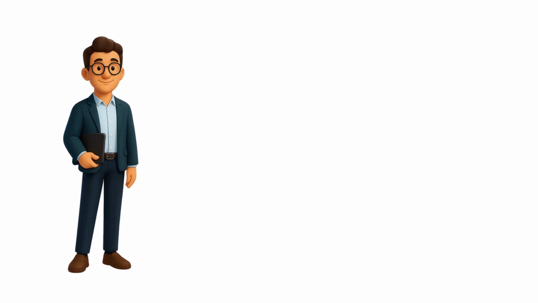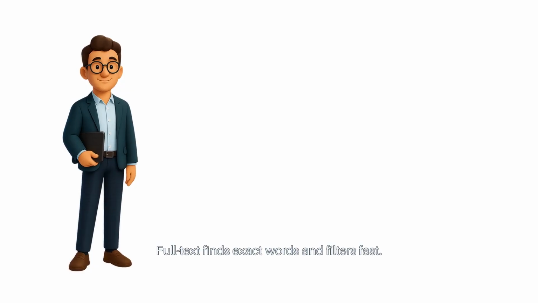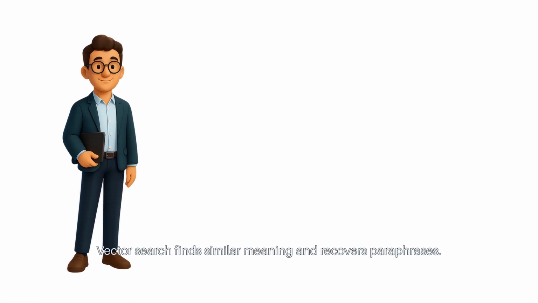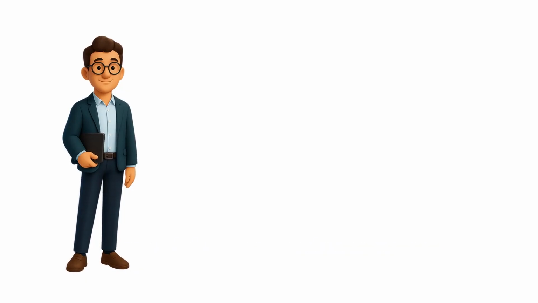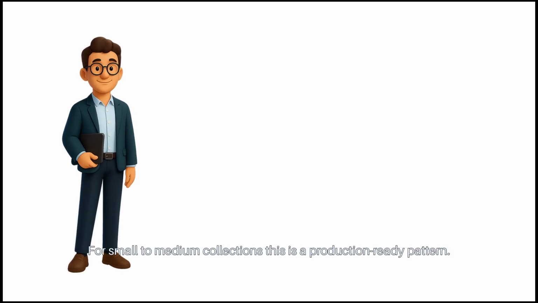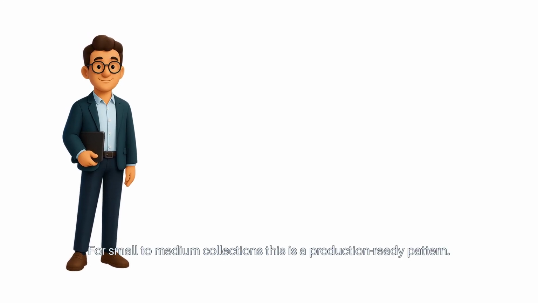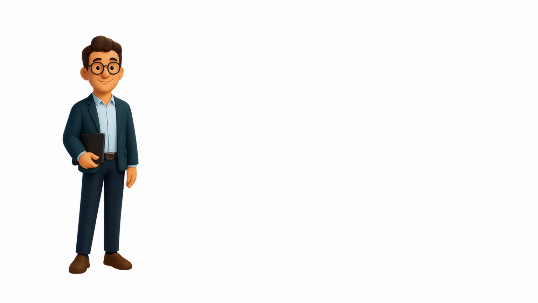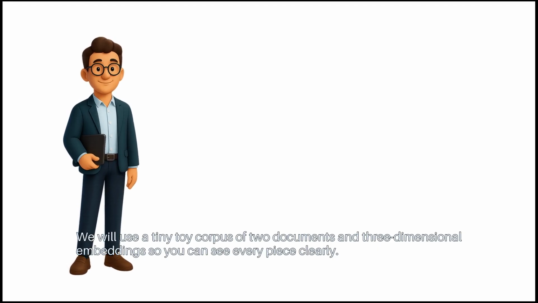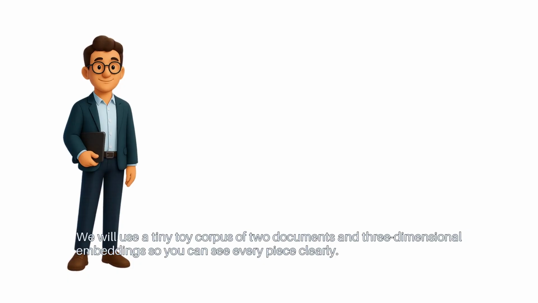Hybrid search solves a concrete pain. Full text finds exact words and filters fast. Vector search finds similar meaning and recovers paraphrases. Together you get both precision and recall. For small to medium collections, this is a production-ready pattern. We will use a tiny toy corpus of 2 documents and 3-dimensional embeddings, so you can see every piece clearly.